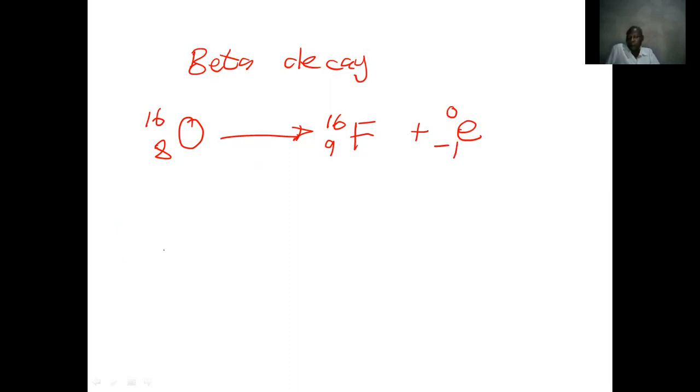Another example for a beta decay, if you have an atom here, nucleon number 2, and then positive 1 as the proton number. When this one undergoes a beta decay, you maintain the same nucleon number, and the proton number increases by 1, meaning that we're going to have 2, plus the electron.